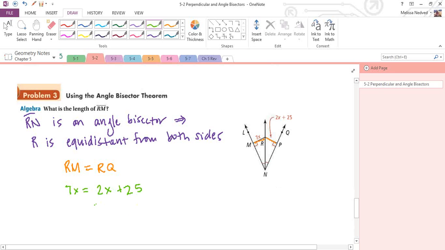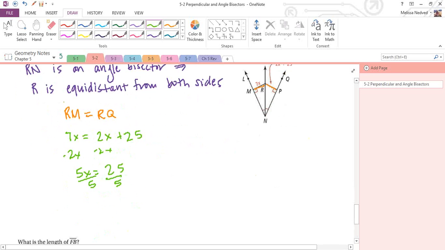And solve for x. Subtract 2x from both sides. 5x is equal to 25. And divide both sides by 5. X is 5. And our last step will be to find the length of RM. We're just going to go ahead and use substitution. RM is equal to 7x. X is 5, so 7 times 5, 35.